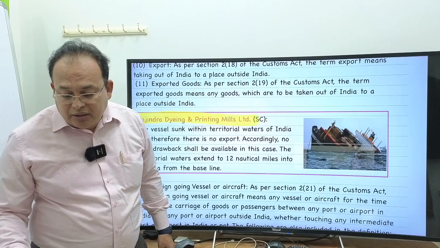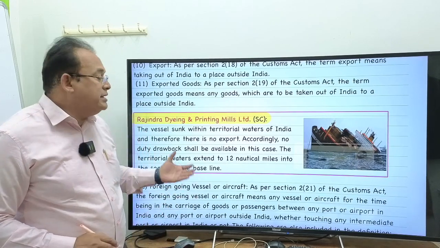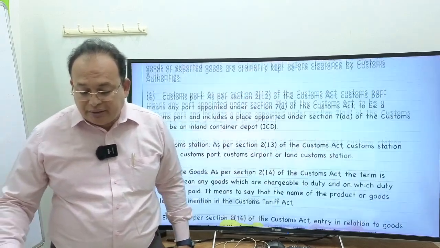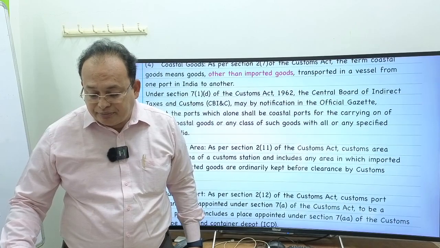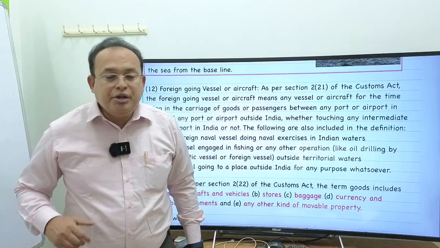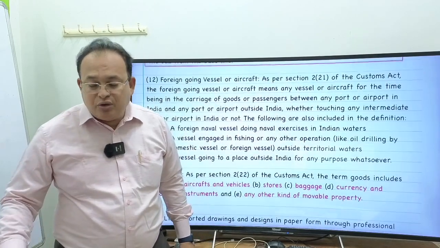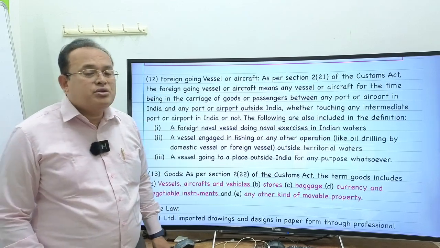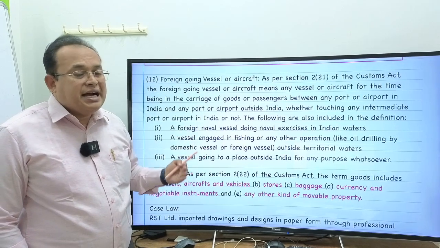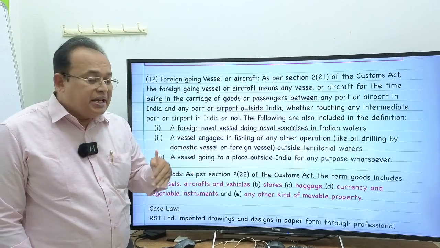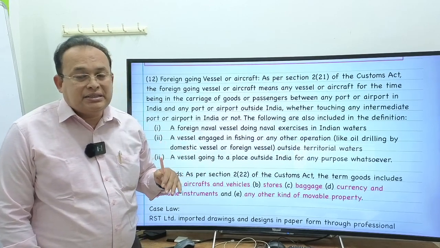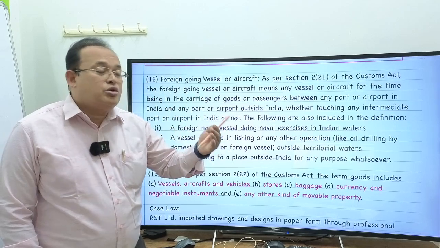Very good, an excellent judgment it is, a landmark judgment. Further, my dear friends, what do you mean by foreign going vessel? A foreign going vessel is a vessel which is not going to attract any duty. Foreign going vessel includes the Indian vessel as well as foreign vessels carrying out joint drilling operations in the Indian customs waters beyond 12 nautical miles within 24 nautical miles.